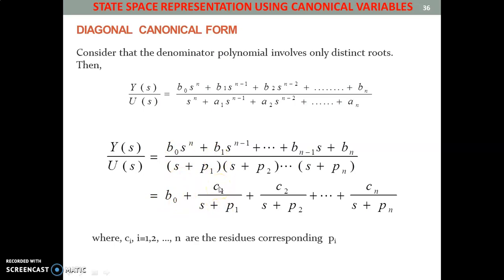Some coefficients, generally called residues: c1 by (s plus p1) plus second one c2 by (s plus p2) and so on plus cn by (s plus pn). That means these are the different terms. Here c1, c2 and so on up to cn are the residues corresponding to the poles or roots p1, p2 and so on pn. That's why it is called pi, where i equals 1 to n.